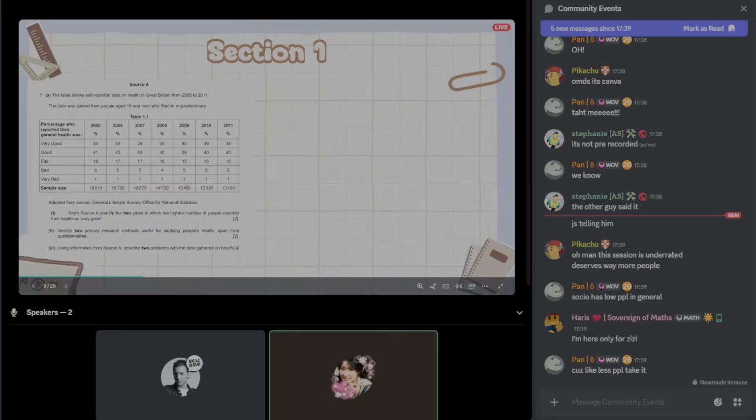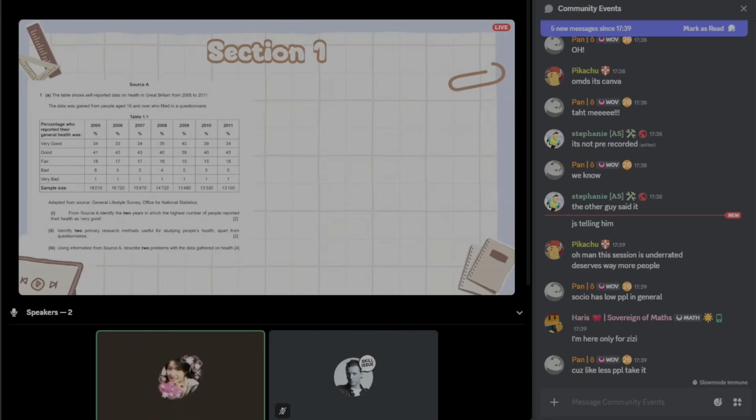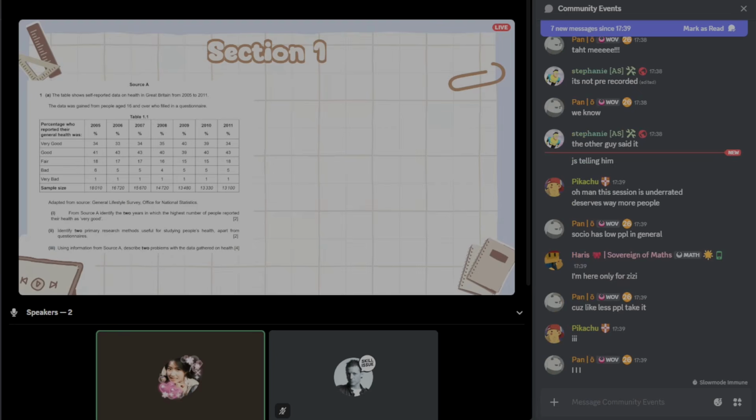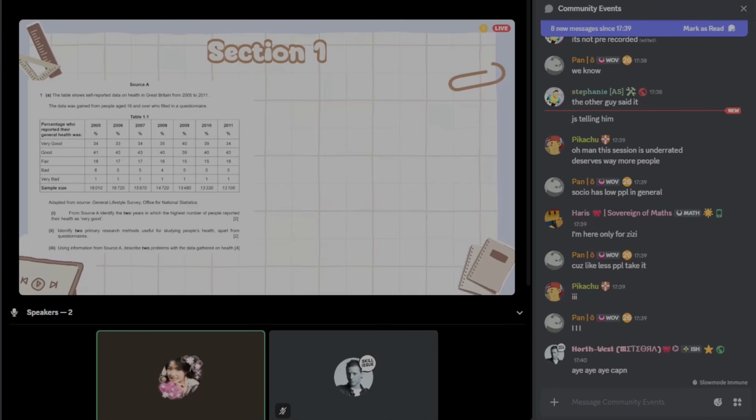Right, so I'll start with section one. I'll be doing the whole section one. This is the first question, 1A part i. Before I reveal the answer, I want to hear your guys' answers. Could you please take a look at the source and tell me the 2 years in which the highest number of people reported their health as very good? You can write it in the chat.